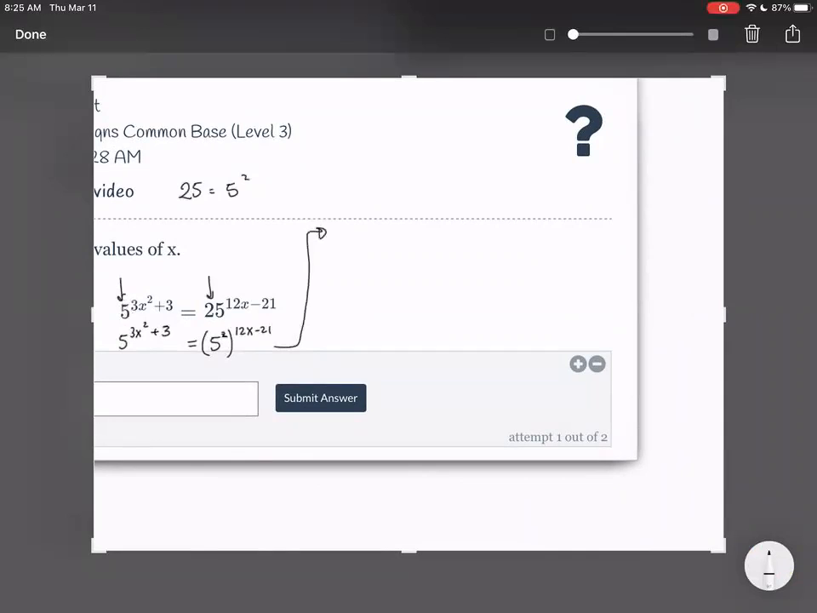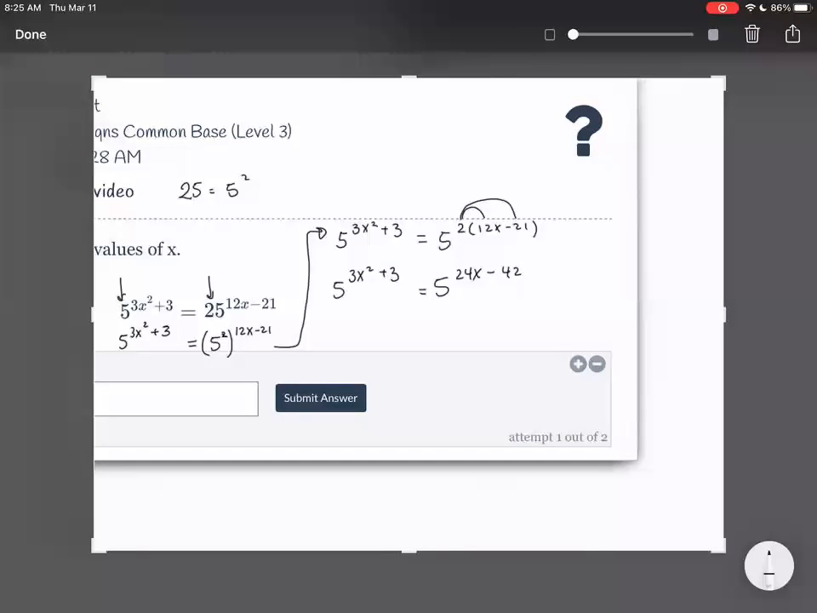Okay, and then from here, let's multiply out the exponent on the right side. The left side just remains unchanged because it already had the base of 5. But this one, this is 2 times 12x minus 21. So this one, once again, is not changed. And then on this side, we're going to multiply it out. So 5 to the power of 2 times 12x is 24x. 2 times -21 is minus 42.